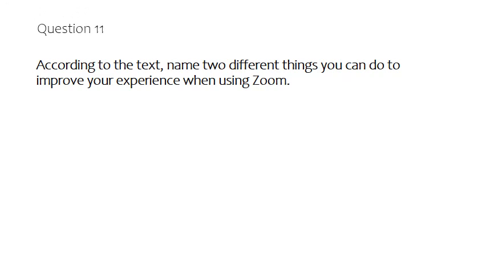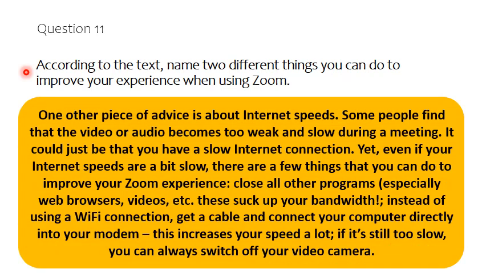Question 11. According to the text, name 2 different things you can do to improve your experience when using Zoom. This is the text extract. Now, we need to find 2 things. If we go through this, it's quite easy to find this because it's using the same words as the question. Experience, how can you improve your experience? Here's the colon. First reason, close all other programs. And here's the semicolon. Tells us to get a cable and connect your computer directly into your modem. This must be why a PC is better than any mobile gadget, I suppose.